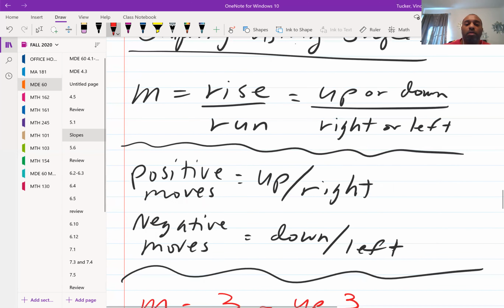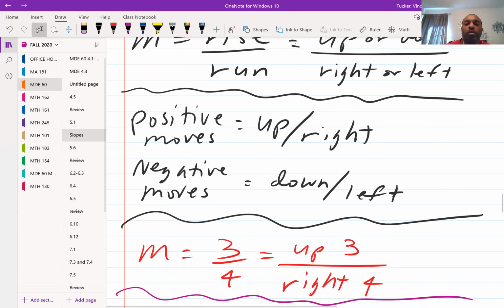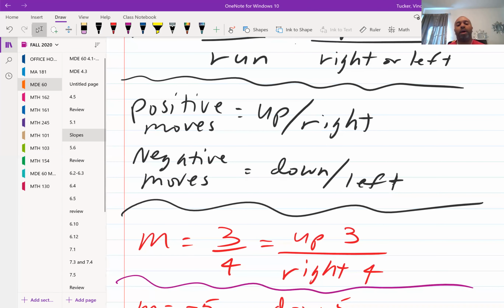All right, can I scroll up? All right. So what I mean by positive moves, let's say if I have positive 3 over positive 4 as my slope. If my numerator is positive, that means I'm going to go up 3. And if my denominator is positive, that means I will go to the right. In this case, it would be right 4. Both top and bottom are positive, so that's up 3, right 4.